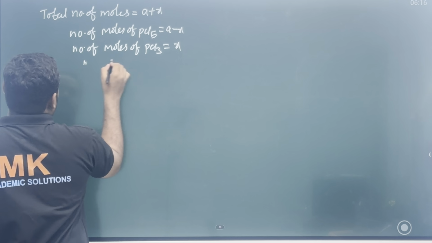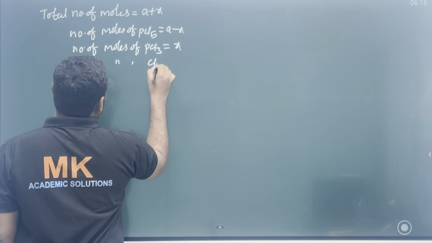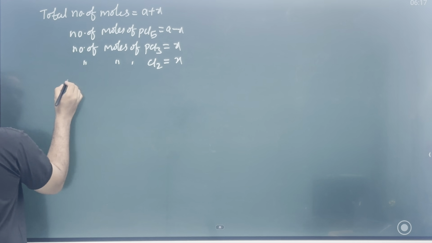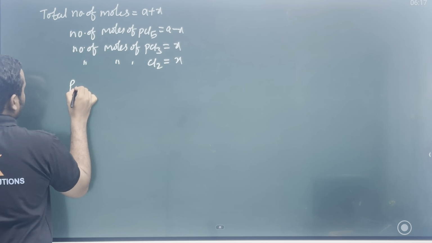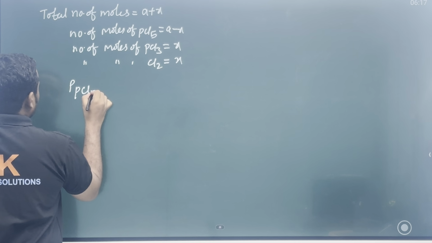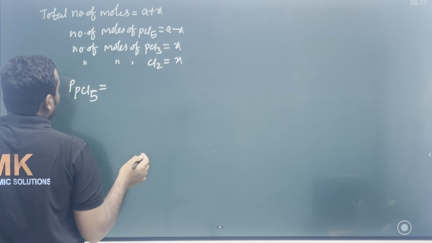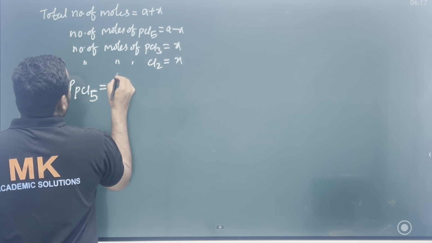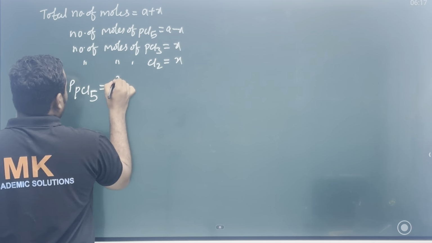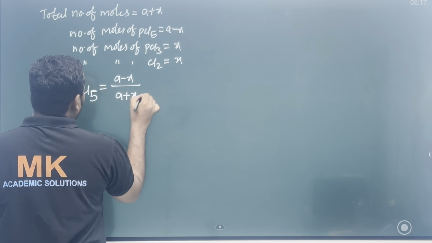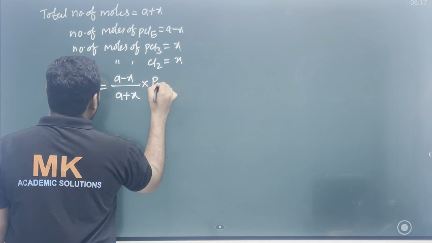So in the same manner, the number of moles of Cl2 is also x. Now we calculate the partial pressures. First, the partial pressure of PCl5. The mole fraction of PCl5 is the number of moles of PCl5 by the total number of moles, into the total pressure PT.